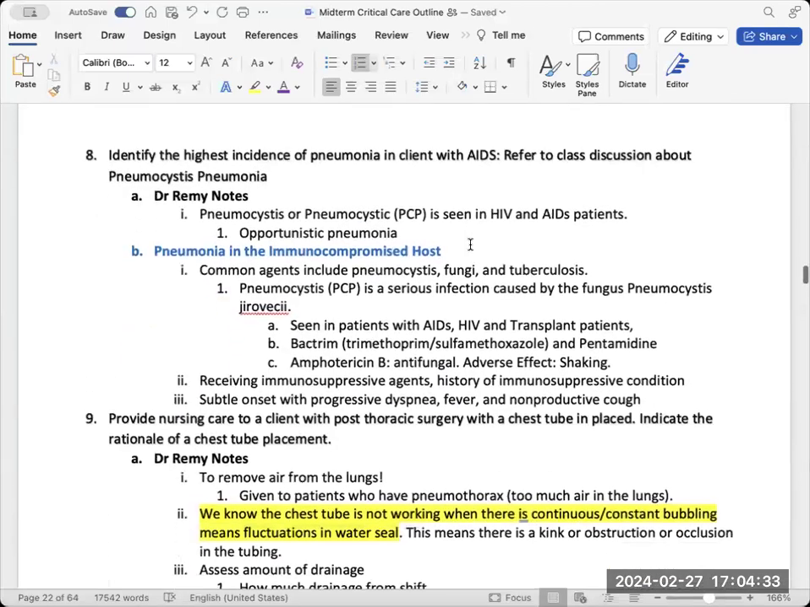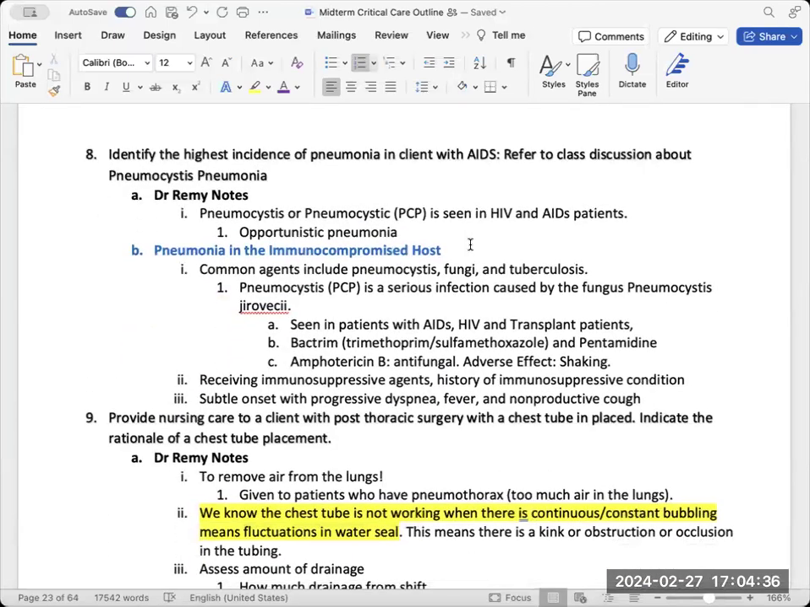Okay, so the next question is to identify the highest incidence of pneumonia in a client with AIDS. So when a client has AIDS, HIV, or is a transplant patient, they're at risk for Pneumocystis pneumonia, or PCP, also called opportunistic pneumonia. I want you to have different ways to say this, but this is what we'll typically see in a patient who is severely immunocompromised.